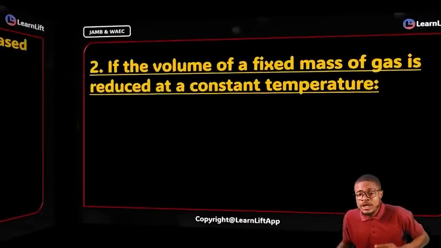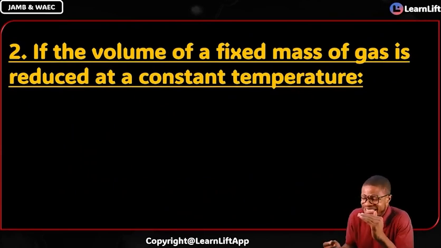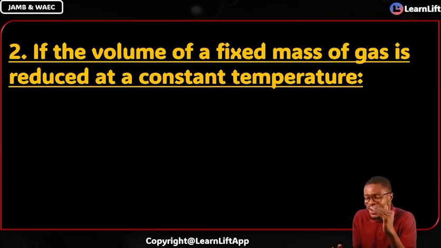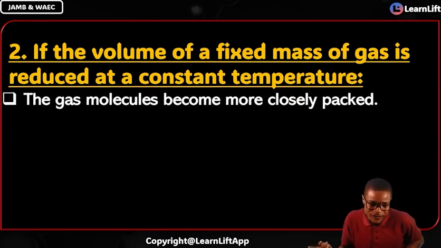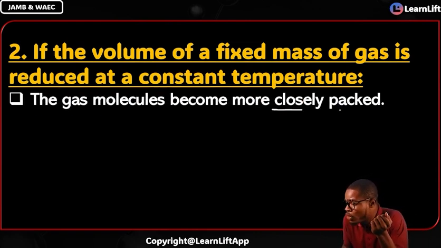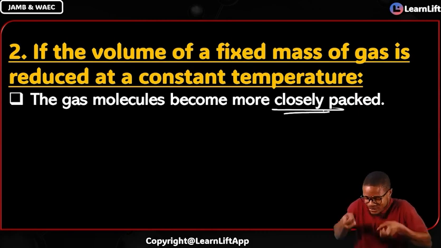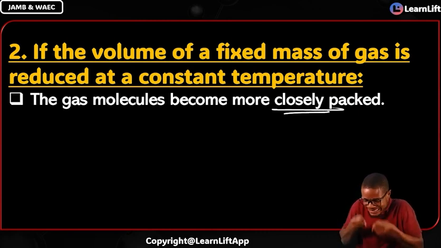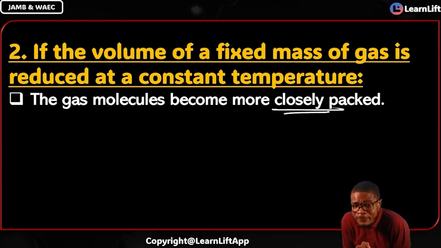Look at case 2. If the volume of a fixed mass of gas is reduced at a constant temperature, what happens there? The first thing is that the gas molecules become closely packed. As you compress it, volume has decreased. The gas molecules become closely packed.